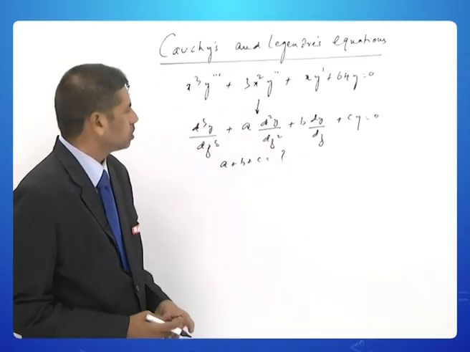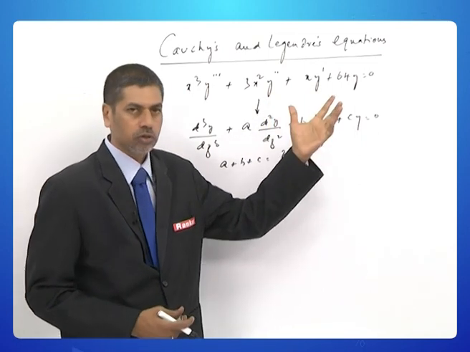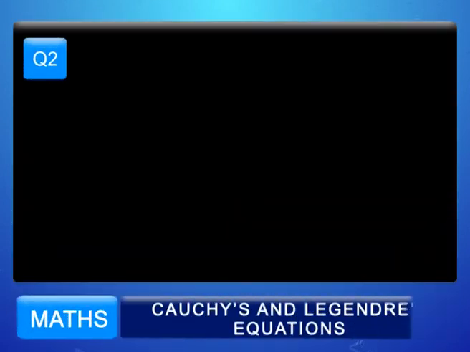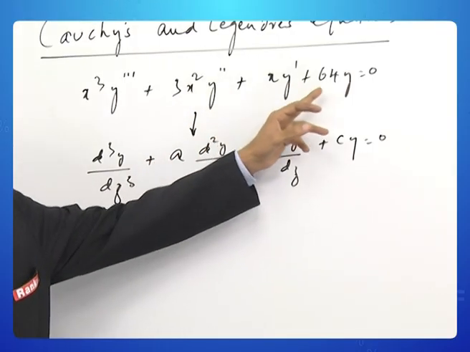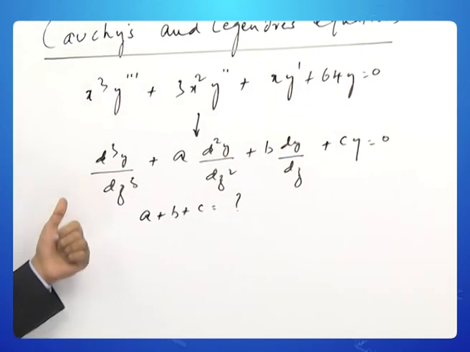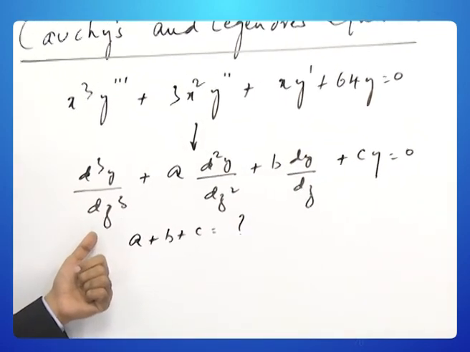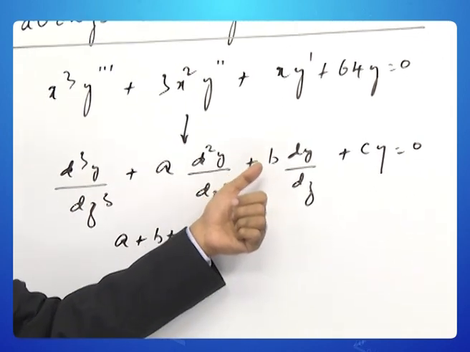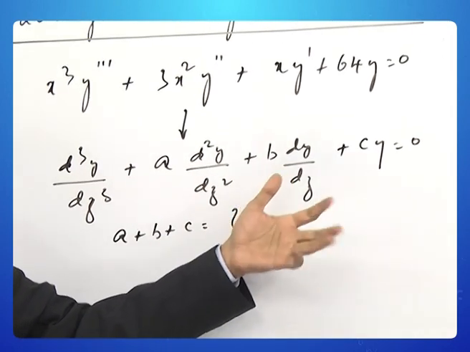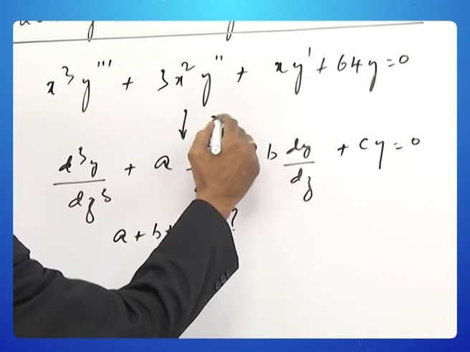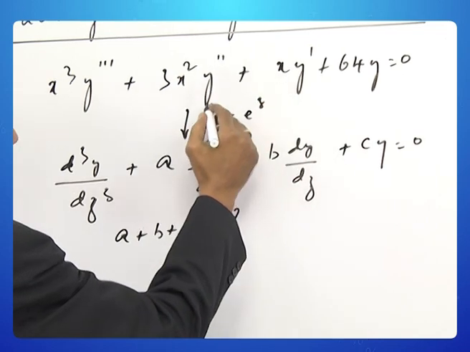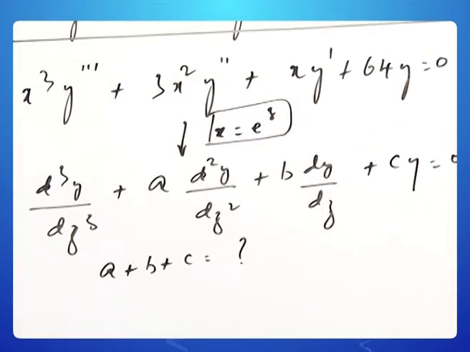Question number 2, we have another Cauchy's equation of the third order. It is given that it is getting transformed to an equation with constant coefficients with change of independent variable. So, x cube y triple dash plus 3x square y double dash plus xy dash plus 64y is equal to 0 getting transformed as d cube y by dz cube plus a d square y by dz squared plus b dy by dz and cy is equal to 0. You know that x is equal to e power z does the job as explained in the last problem.